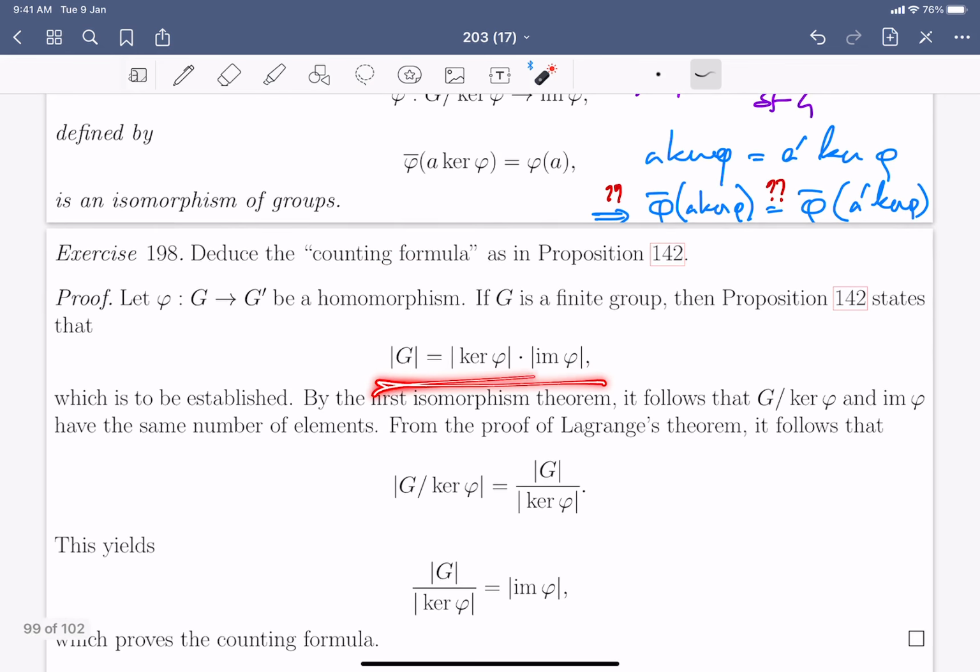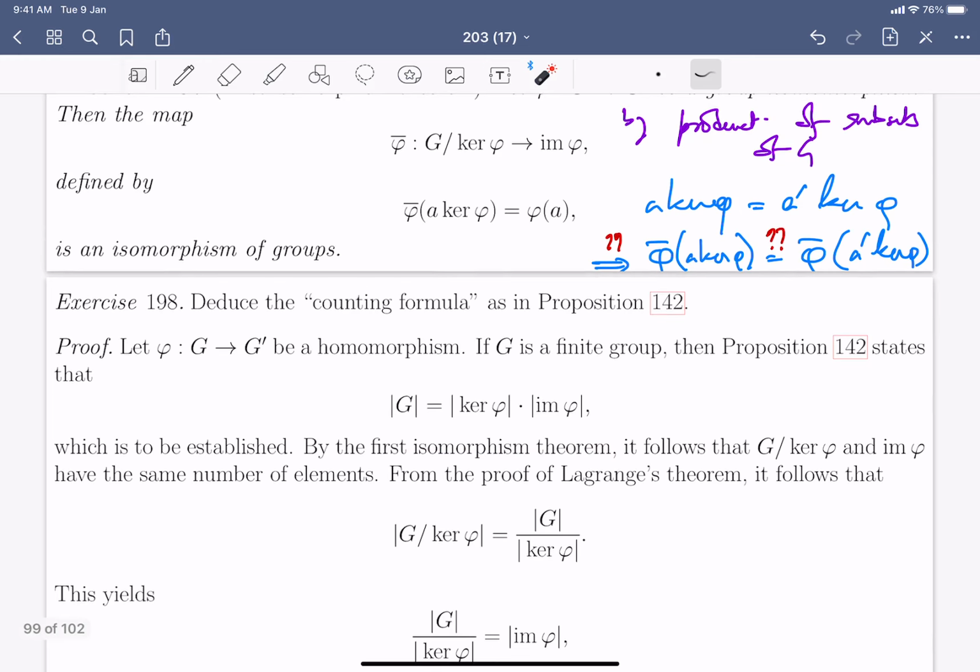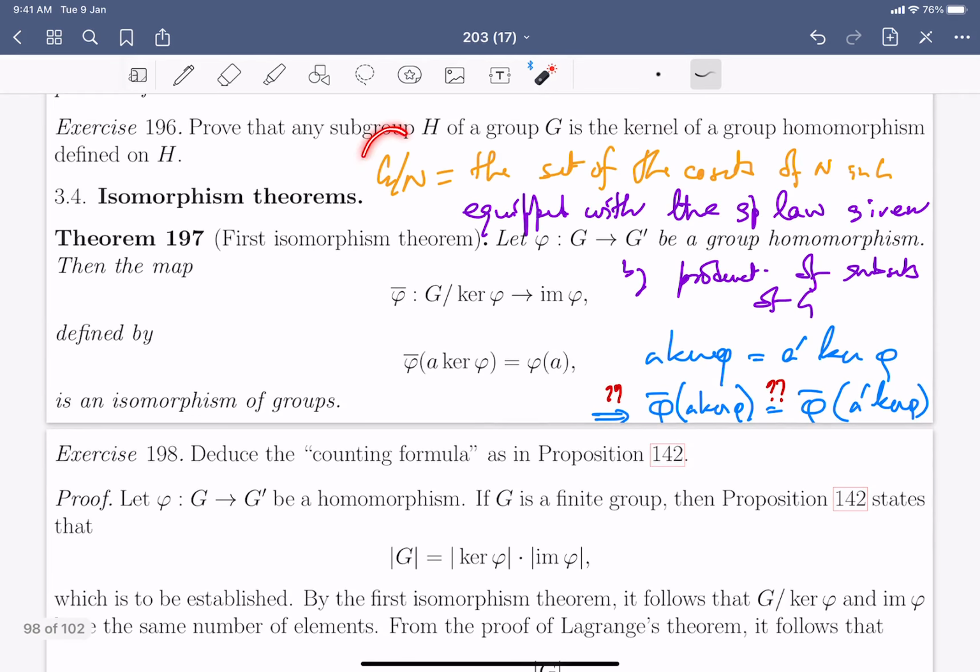We have already established this. So let's apply the first isomorphism theorem. The first isomorphism theorem says that these two groups are isomorphic. We do know that G mod kernel of phi is a group because we know that G mod n is a group.